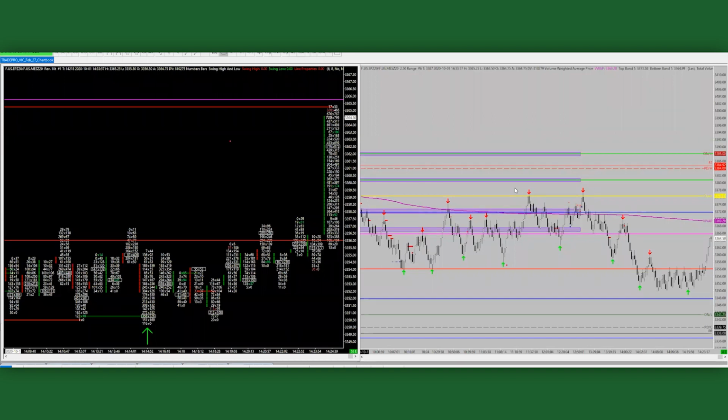And we're going to be using the two charts that you see on my screen right now here today, the footprint, which is on the left, and we've also got the range bar, which is on the right.